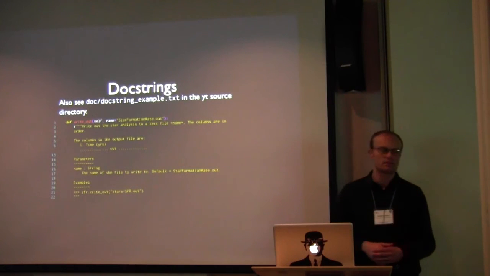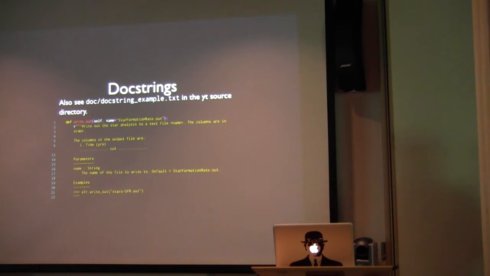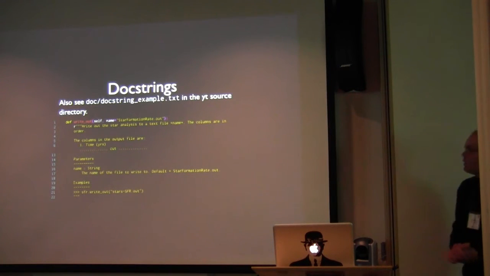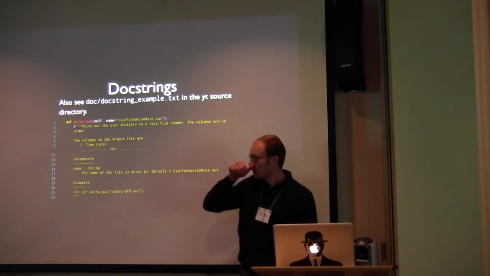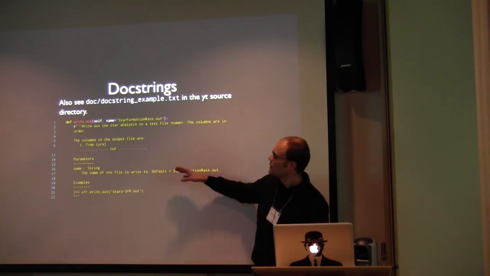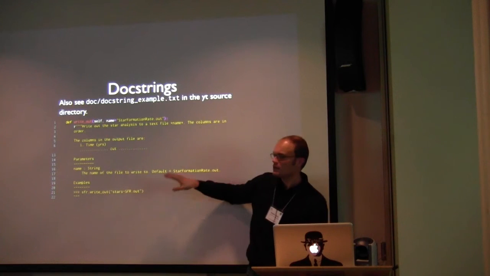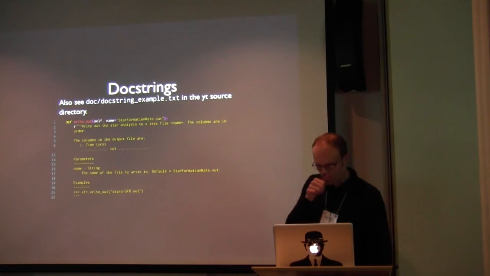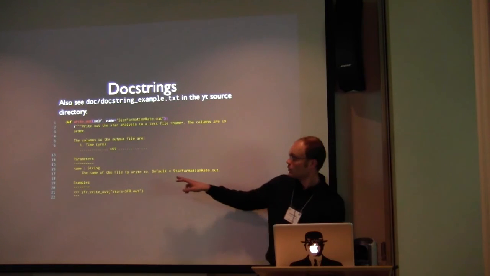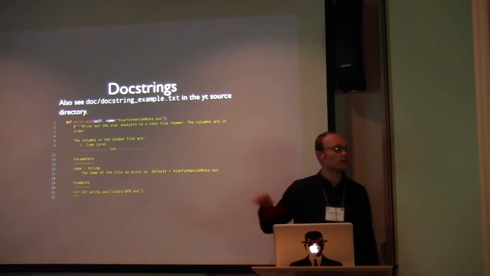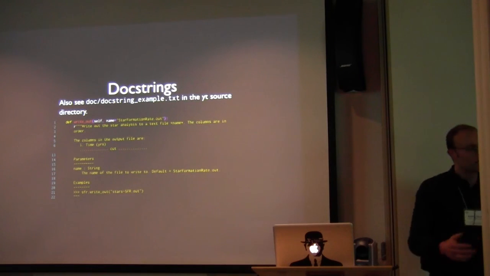So first, let's describe what a docstring is. If you've ever looked at the yt source, you'll see that a function is defined like this: def write_out, with the arguments of the function. And then below it, you'll see this r with triple quotes, and then text below it. There is a standard form for this, which is under docstring_example.txt, which shows all the things you should include in a docstring. Now, why would we want to use docstrings?